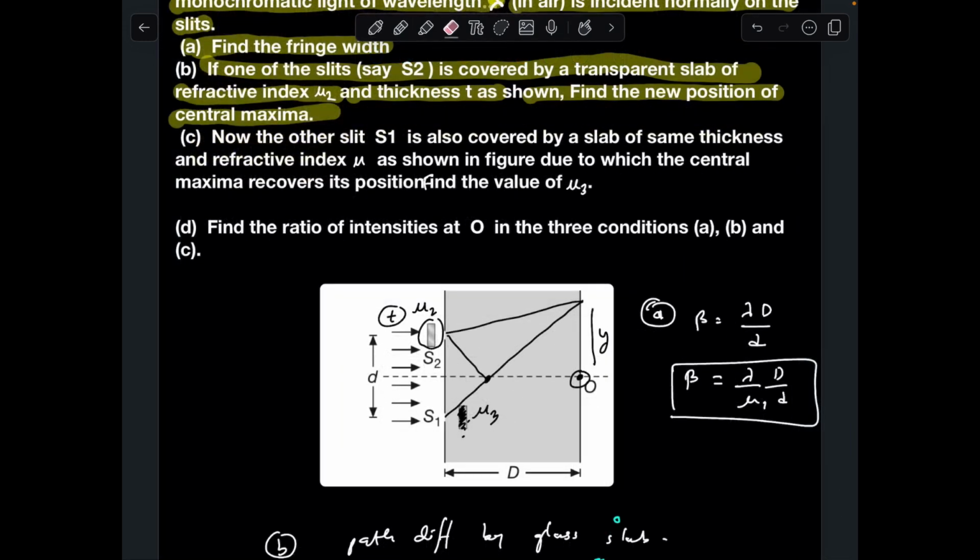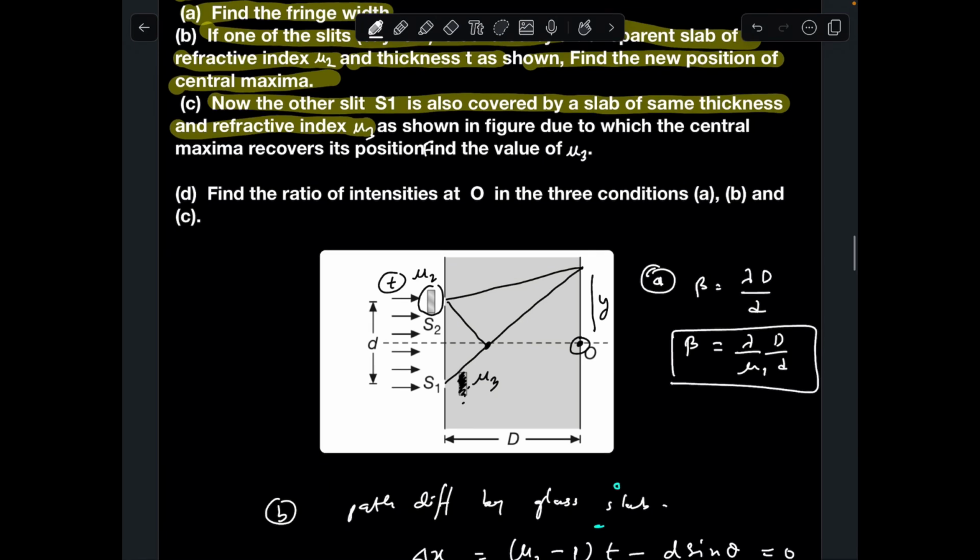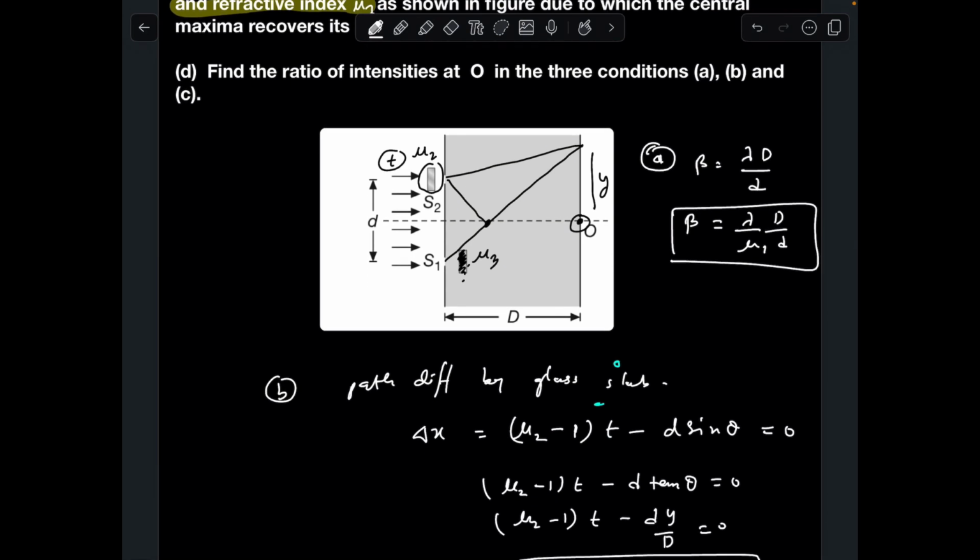Third question, next part C. Now the other slit S1 is also covered by a slab of same thickness and refractive index mu3, as shown in the figure, due to which the central maxima recovers its position. Find the value of mu3. If I introduce another glass slab in front of S1 such that the central maxima recovers its position, that means the central maxima finally will be at O.